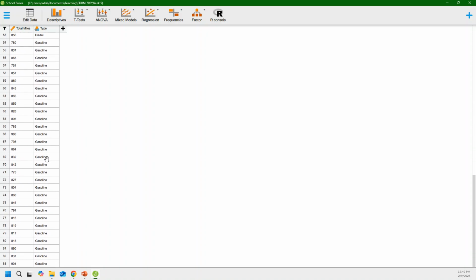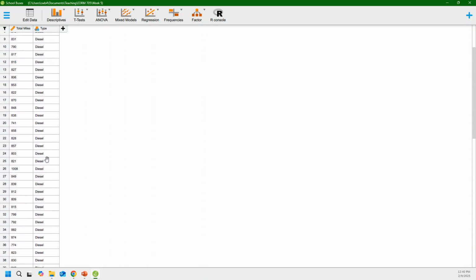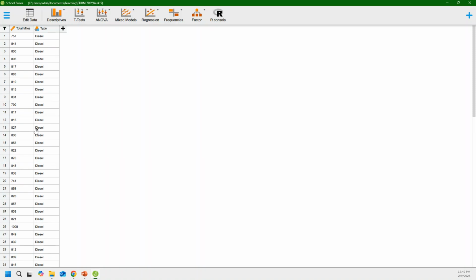This is how my data needs to be set up if I'm going to use the independent samples t-test, all right? So now that I have my data entered, let's go ahead and run some descriptives on this for this independent samples t-test, right?